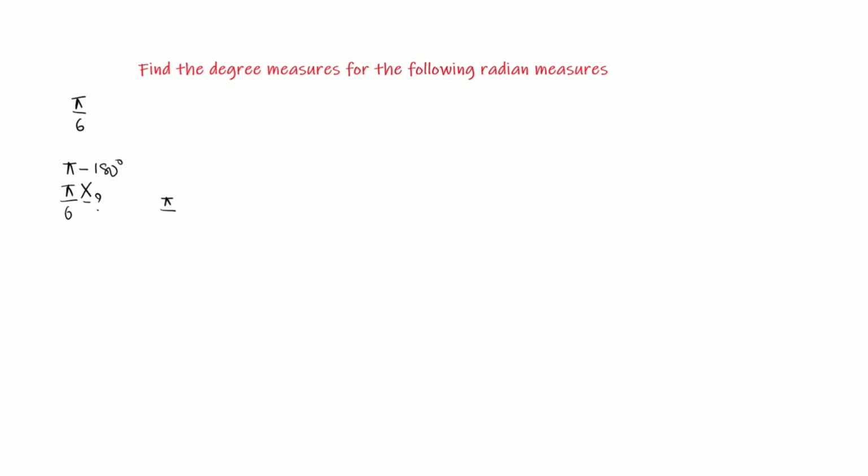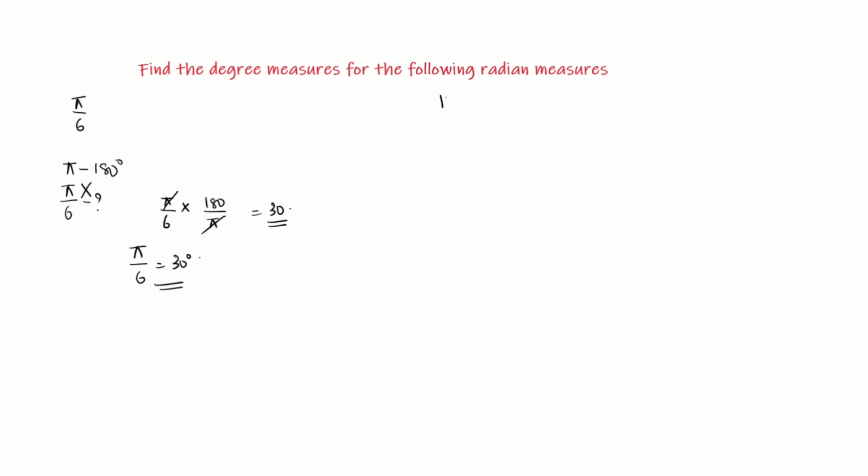We get pi by 6 into 180 divided by pi. So we get 30 as the answer. So we have pi by 6 radians is equal to 30 degrees.